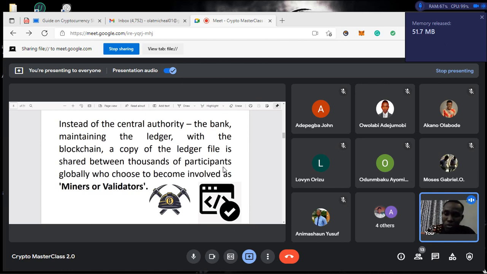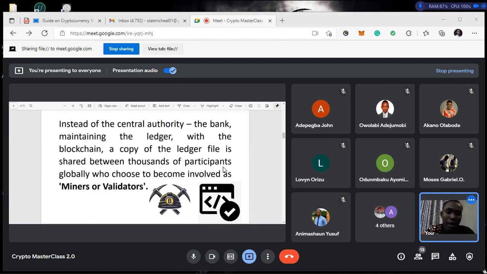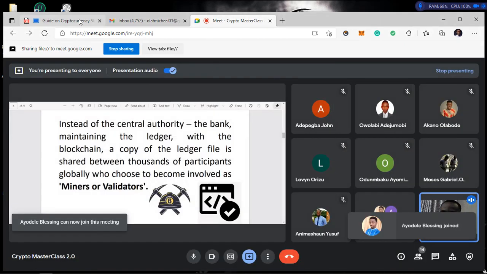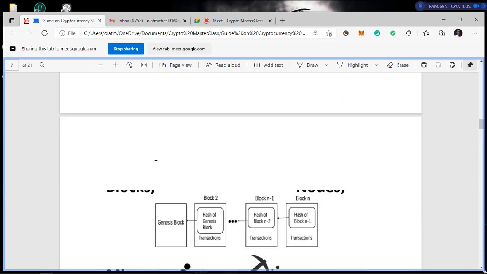So let's continue. We also talked about some people who are called miners and who are called validators. We'll continue as we proceed further. We'll know who miners are and who validators are. So next on our slide, we have, okay.